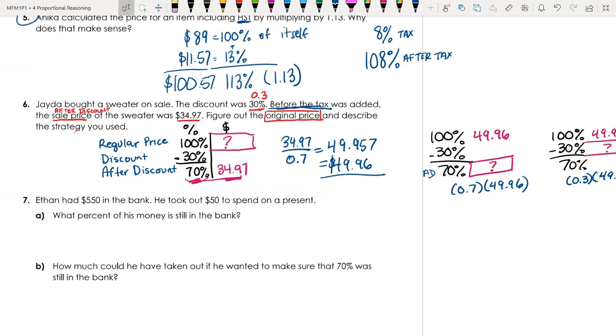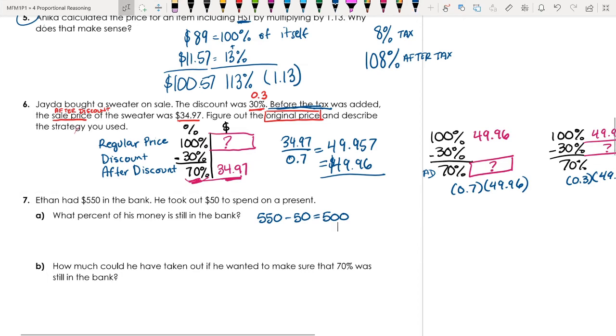Number 7 says Ethan had $550 in the bank. He took out $50 to spend on a present. What percentage of his money is still in the bank? Well, in this question, he had $550. What did he spend? He took out $50. He now has $500.